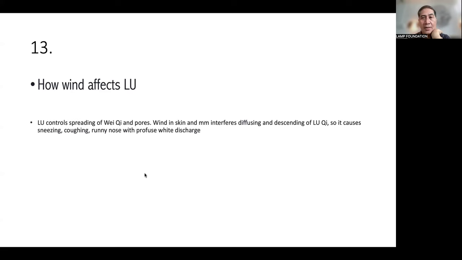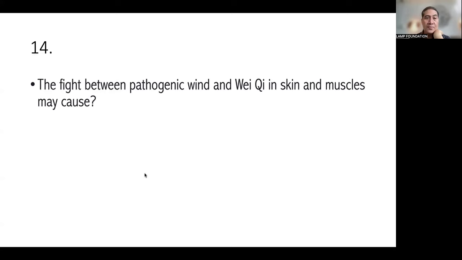The lung controls the spreading of Wei Qi, and it also controls the closing and opening of the pores. So the wind in the skin and muscles will interfere with the diffusing and descending of lung qi. So the lung qi cannot diffuse, it cannot descend. So there will be coughing, there will be runny nose with profuse white discharge.